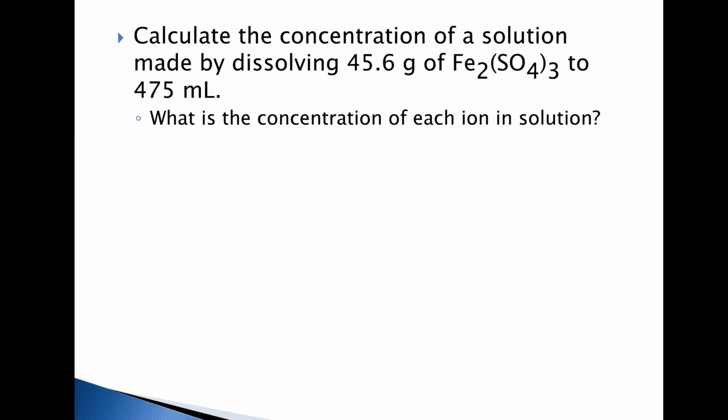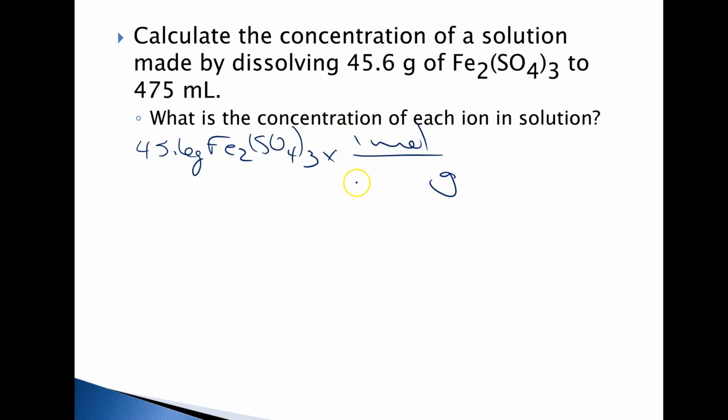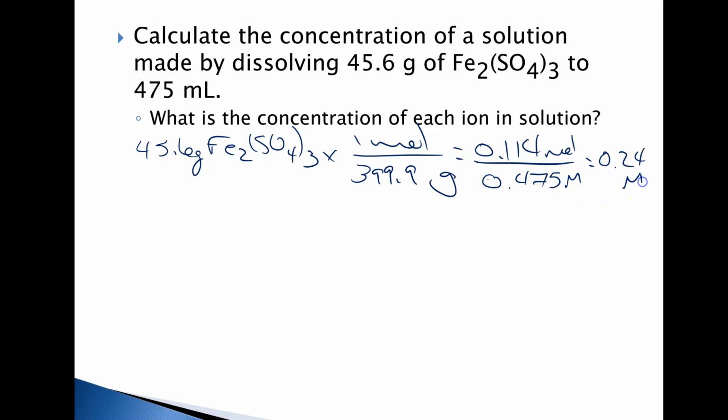Okay, so for this one, I want you guys to practice it on your own. Start with 45.6 grams of Fe2(SO4)3 and I want you to change from grams to moles, which is 399.9. You divide that out, 0.114 moles, divide by the liters, you get 0.24 molarity. So that's the answer to the first question.